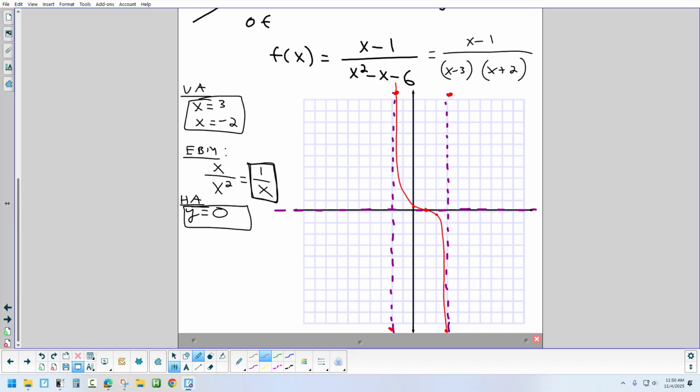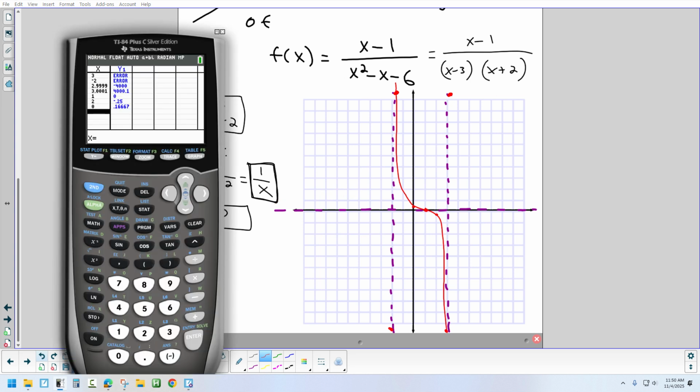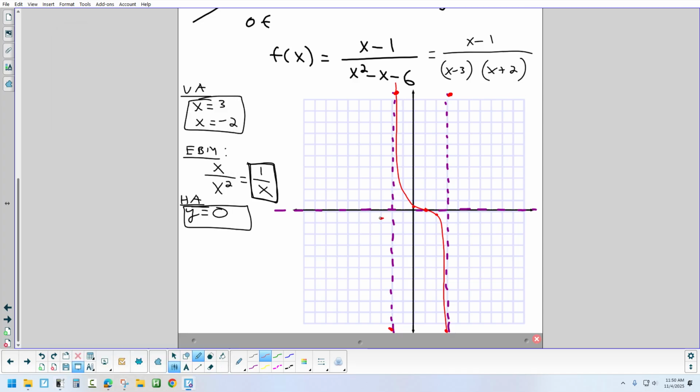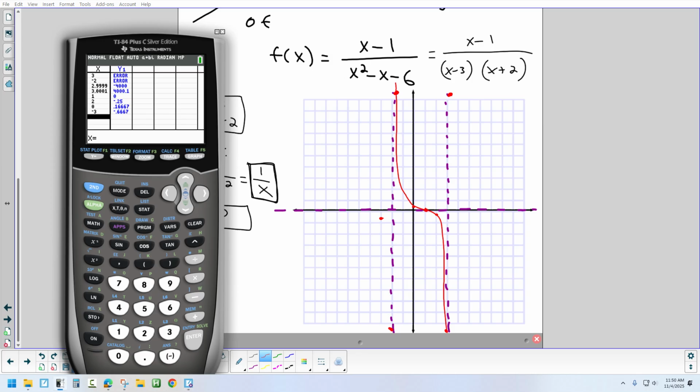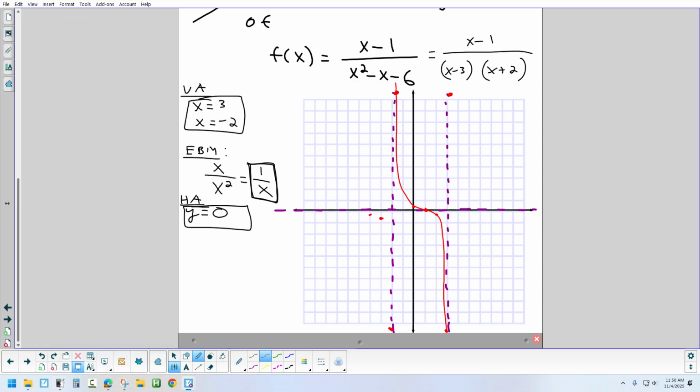Let's check the left section. What would be some good x values to check that are to the left of that asymptote? Negative what? Yeah, you can do as many as you want. -3, you're at -2/3. So right about there. What would be another good one? -4. Okay, -4, you're about -1/3. So maybe about right there.